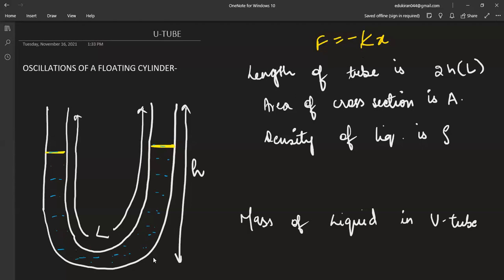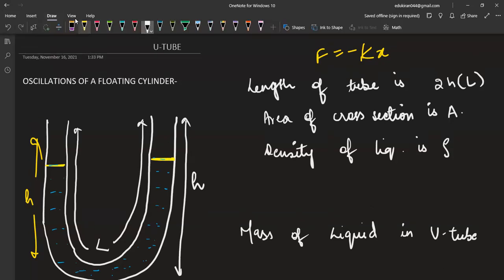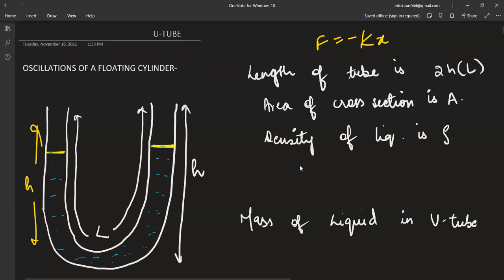So let's say the height is this. So the length of the tube is 2h. Understood. Area of the cross section is A. This is h, this is h. This side is also h. So that's why 2h is the length. Density of the liquid is rho. When we are talking about density, it's rho.